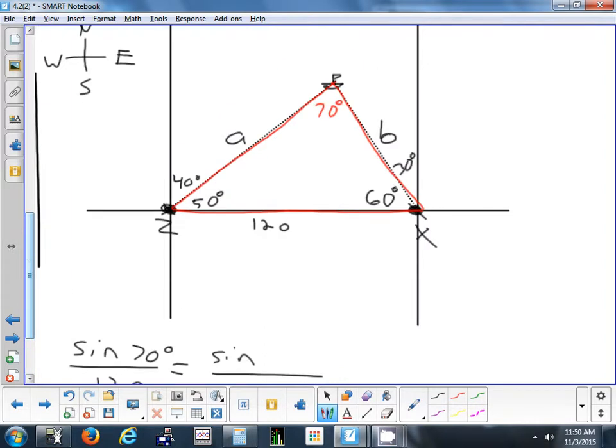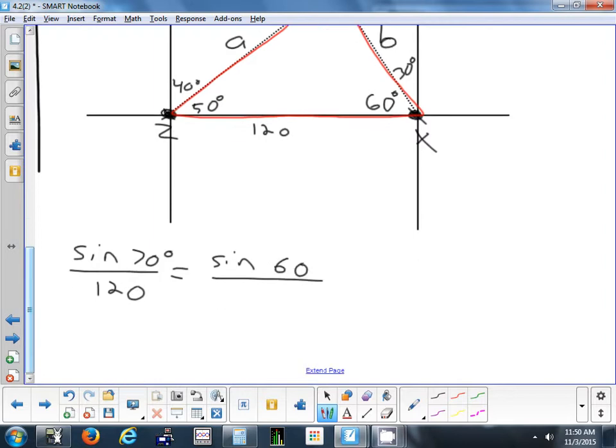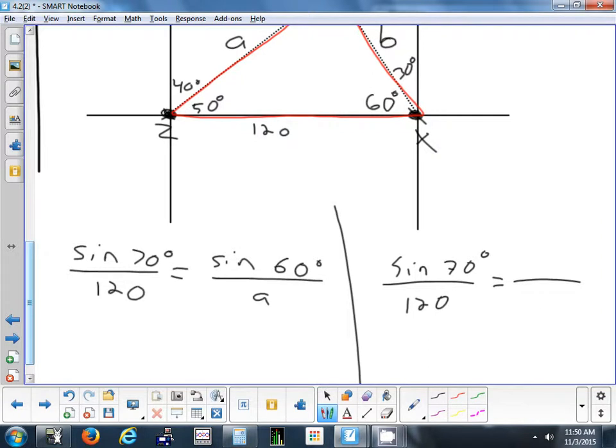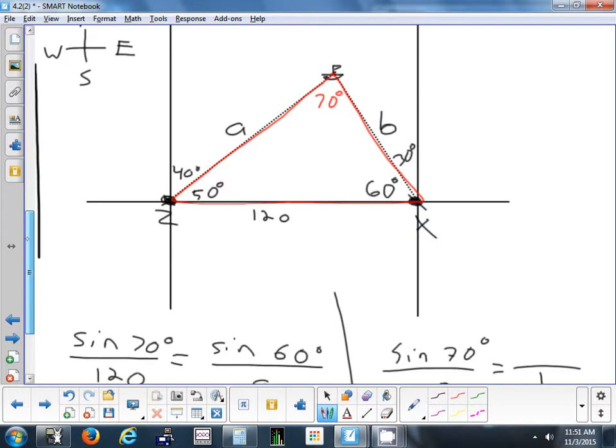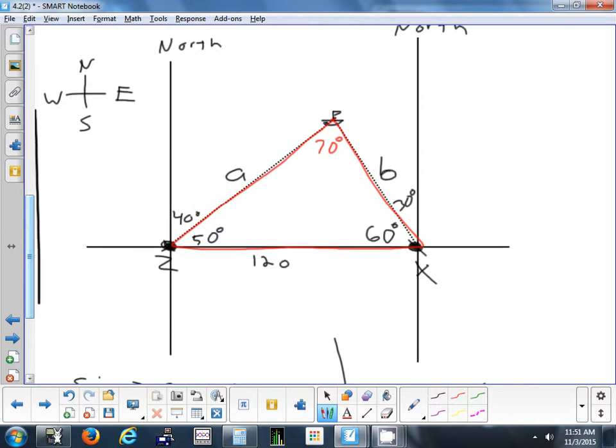And how would we find A? What angle? Sine of 60 over there. Perfect. Going to set it up one more time: sine of 70 over 120. Now we're going to find B. Which angle do we use for B? 50. Sine 50 over B.